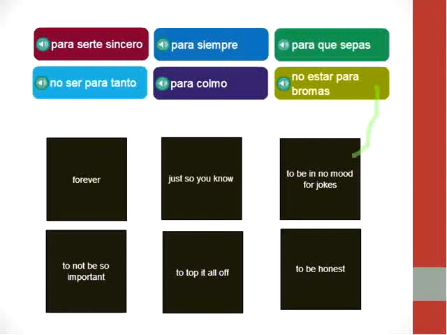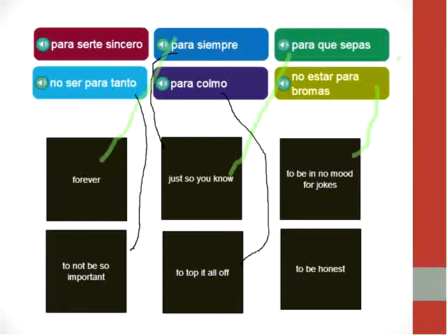Para que sepas. If you recognize the word saber, then that's the word to know. Para que sepas is just so you know. Very good. Para siempre is forever. No ser para tanto. Very good. Who put that there? No ser para tanto. That's correct. You did it.